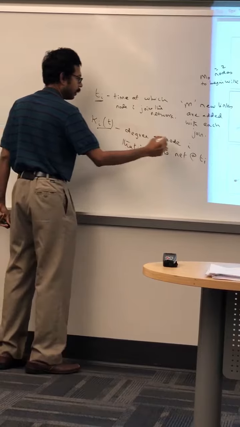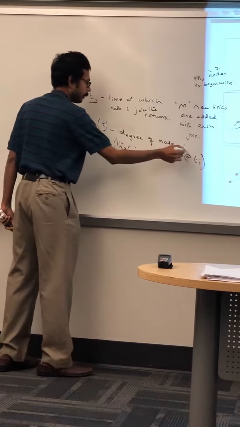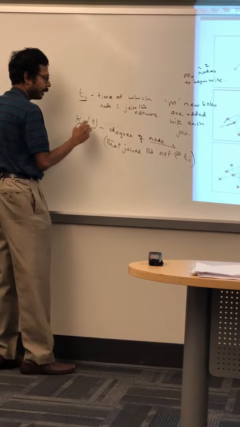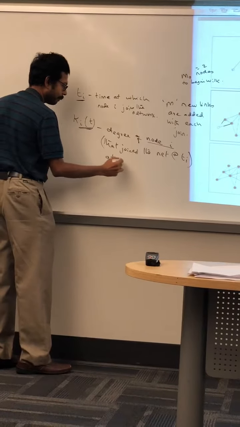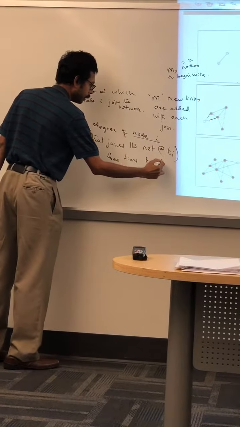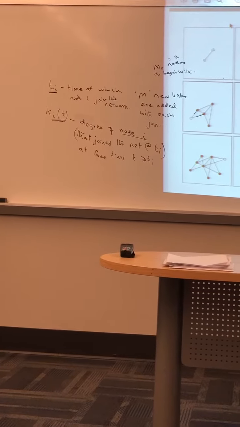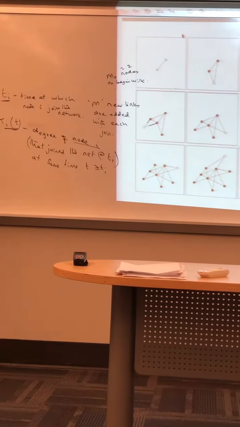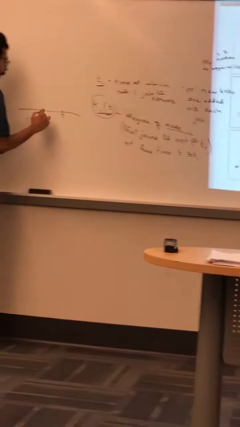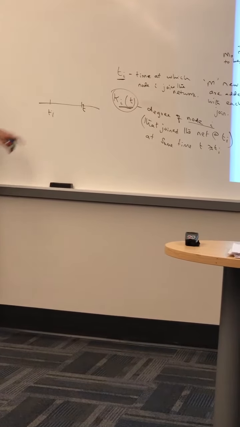So if I say degree of node i, it automatically implies that the node joined the network at time ti. But this is the degree at some time t greater than or equal to ti. So the node joined at some time ti, and its degree keeps on increasing. So ki of t is the degree measured at time t, and this time could be greater than or equal to the joining time.